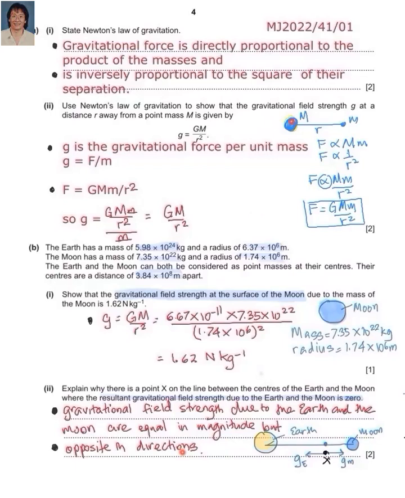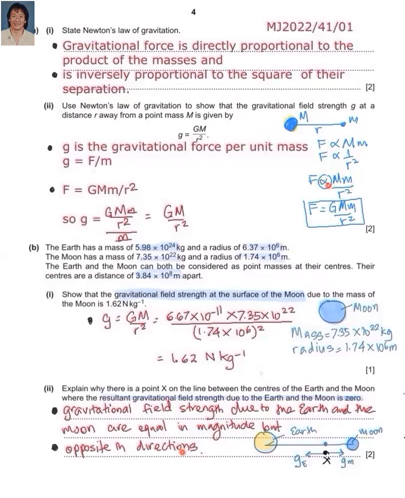We assume that there are two masses, M and the other one small m, separated by a distance of r. Newton's law of gravitation states that the gravitational force is directly proportional to the product of the masses and is inversely proportional to the square of their separation. When you combine these two, you get F directly proportional to the product of the masses divided by the square of their separation.